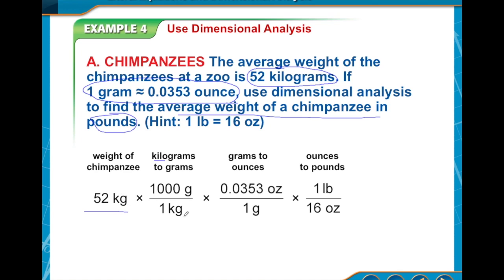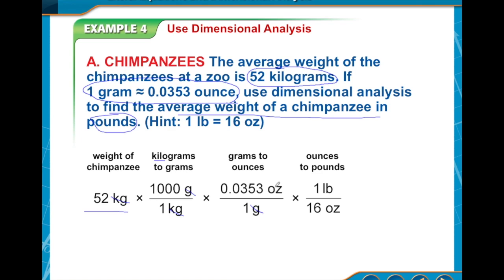Kilograms divided by kilograms, that would cross out those units. Now we have grams. So how would we get from grams closer to pounds? Next thing would be ounces. So how could we get from grams to ounces? Well, we just said here 1 gram is this decimal for ounces. So that decimal for ounces over 1 gram is how we'll go from grams to ounces. So in other words, if we multiply by this decimal, that converts our grams to ounces. Gram divided by gram cancels out. And now we're at ounces.